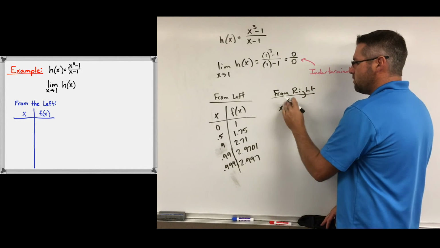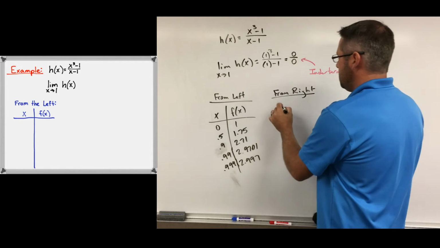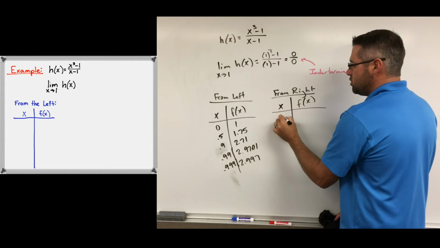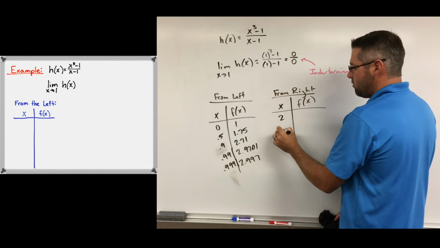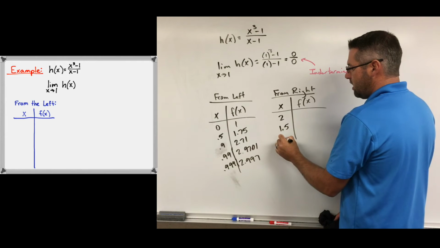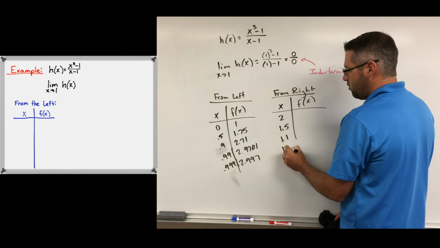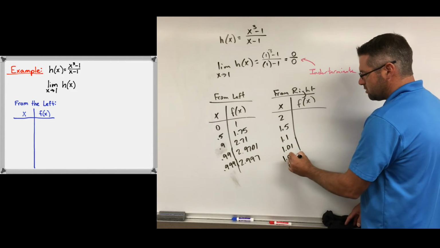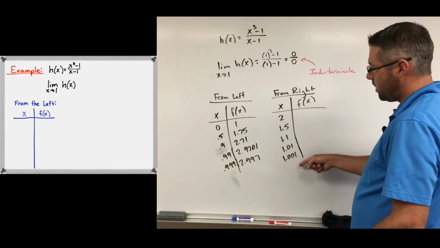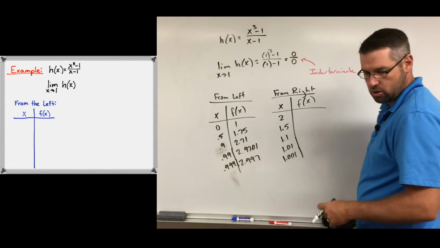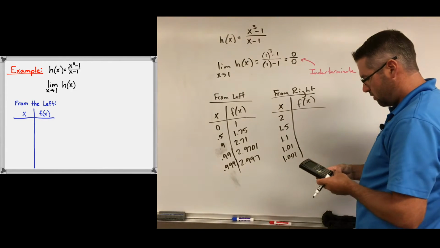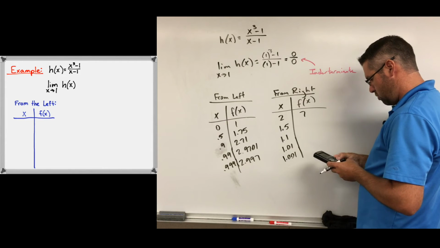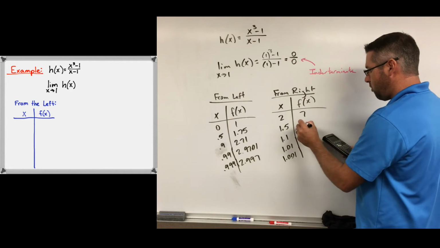Well, what are some values that we want to approach 1 with from the right? Well, maybe we'll start at 2, and we're going to go backwards now. Maybe we'll go to 1.5 and 1.1 and 1.01, right? And so on. Maybe 1.001, right? We're getting really, really close to 1. But again, if we plug in 1, we're going to get something that doesn't work. So we're just going to continue in our table. We're going to type in 2. For 2, we get 7. And for 1.5, we get 4.75.